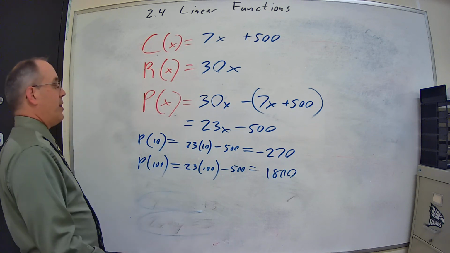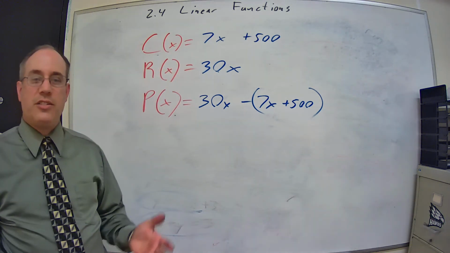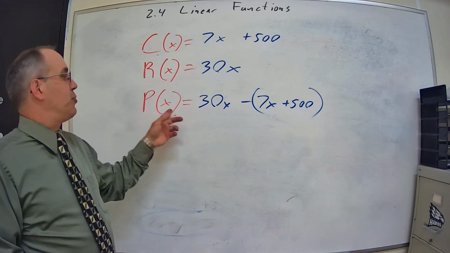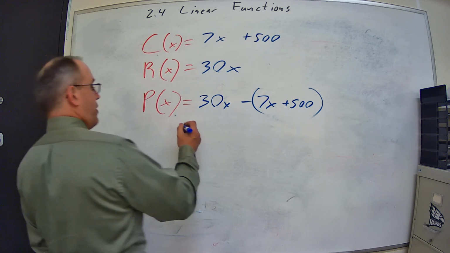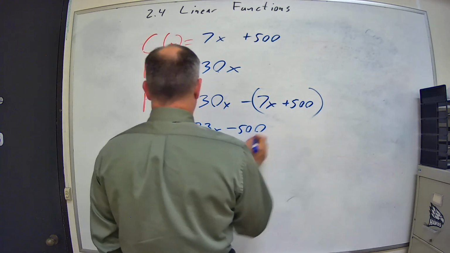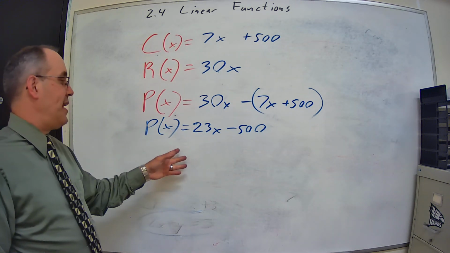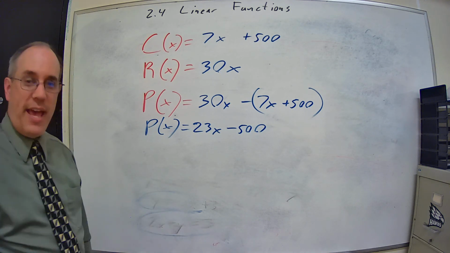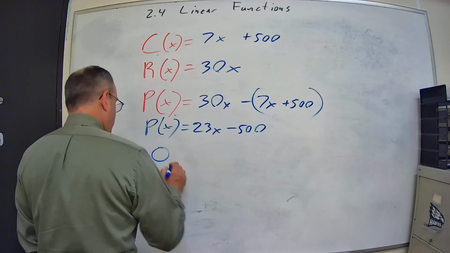So how do I find my break-even point? Well, your break-even point is where your cost and your revenue are equal, or the difference between them is 0. Let me put that back in here. So there's 23x minus 500. I'm just going to put that there as P of x. That's my profit. So if I want to find out what's my break-even point, how many of these items I need to make to break even or to start making a profit, I'm just going to set my profit equal to 0.